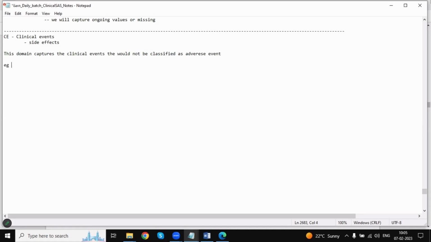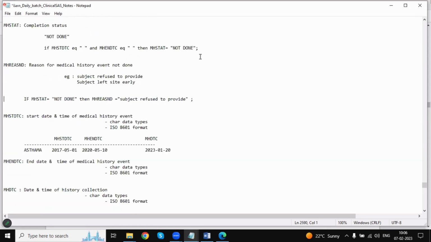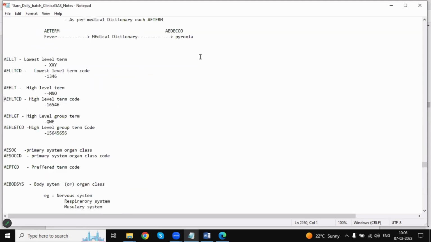For example, some minor things: the subject has vomiting, headache or diarrhea. Any minor side effects information will be captured in clinical events. So now what can you say? What are the variables we discussed in the AE domain? The same variables will come here. But comparatively, you will get fewer variables only.